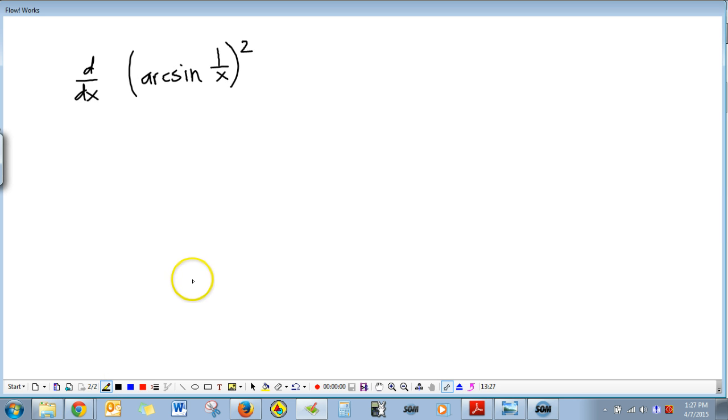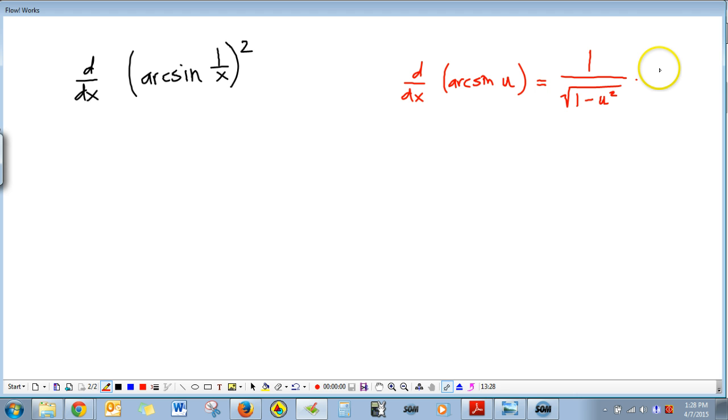Next we're going to do the derivative of arcsine of 1 over x squared. So here we've got arcsine of a function of x. That's going to be like this, where we're doing the derivative of arcsine of a function of x. And the formula for that is going to be 1 over the square root of 1 minus the function squared. Oops, I wrote mu. It's just supposed to be u, times the derivative of the inside function. So times du dx.